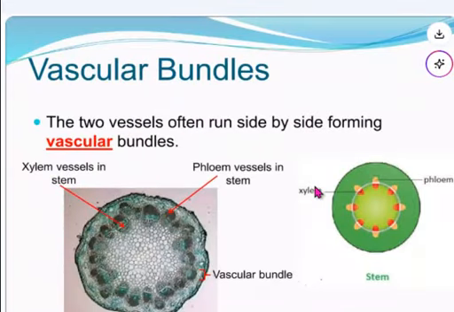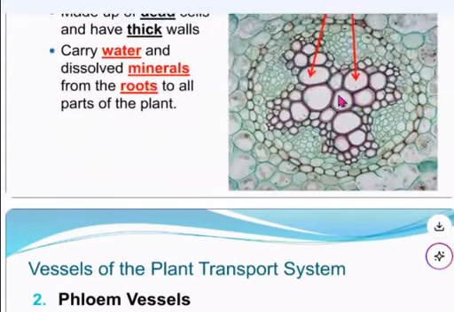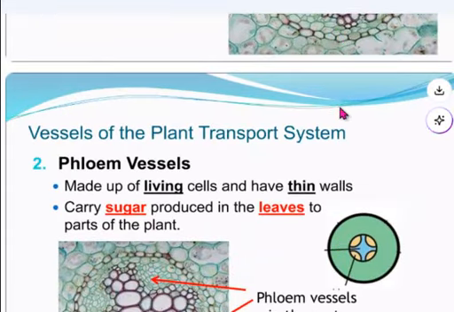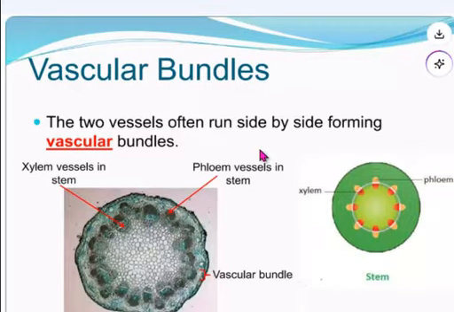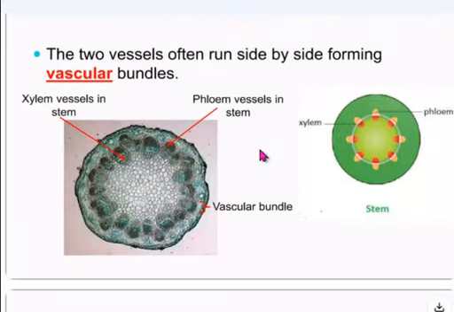Then we have the vascular bundles. The two vessels often run side by side, forming a vascular bundle. That is, they run side by side, they form what? A vascular bundle. I have said we have two major vessels of the plant, the phloem and the xylem. So the vascular bundle now, the two vessels often run side by side, forming a vascular bundle.